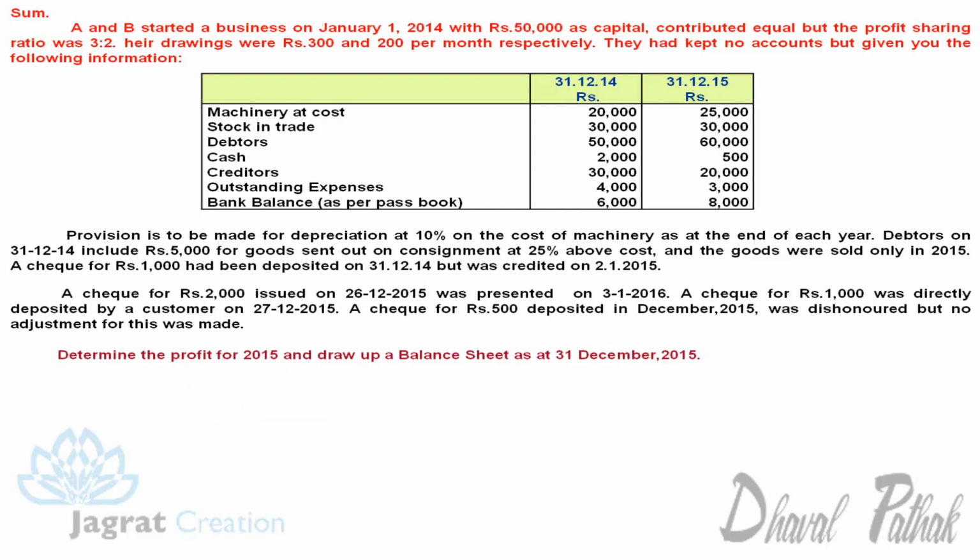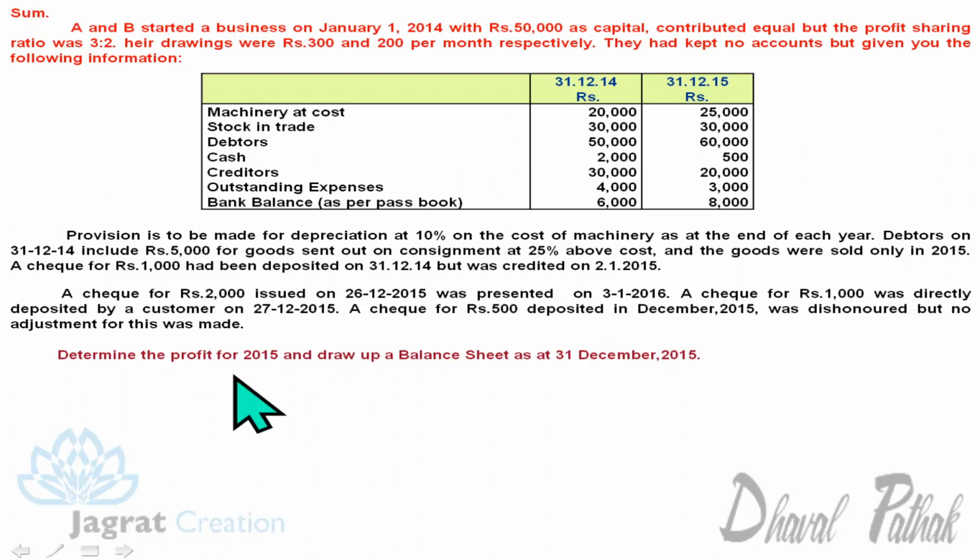So by default, I am required to find out the profit for 2014. After finding out the profit for 2014, I can find out the capital balance as on 31st December 2014. And making additions or changes therein, I can prepare the capital comparison statement to find out the profit for the year 2015. So in brief, we are required to find out profit for two accounting periods, 2014 and 2015.